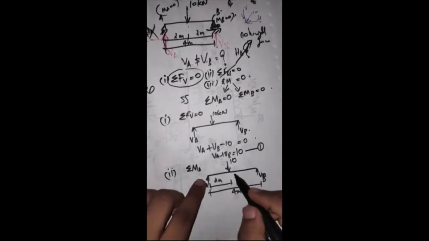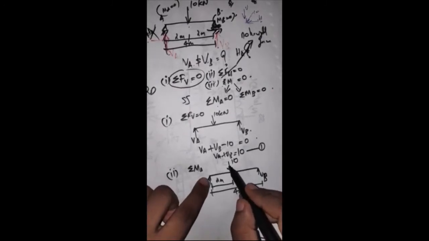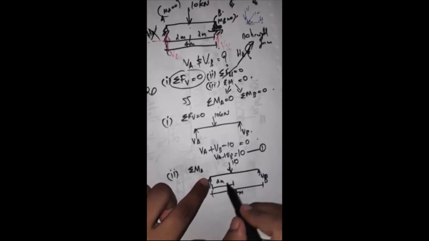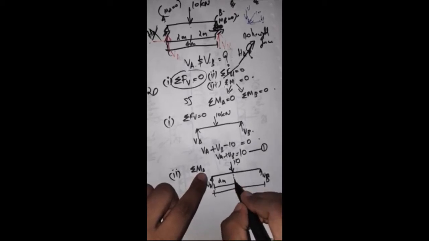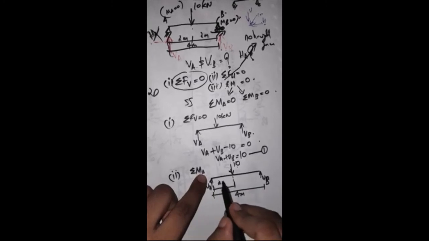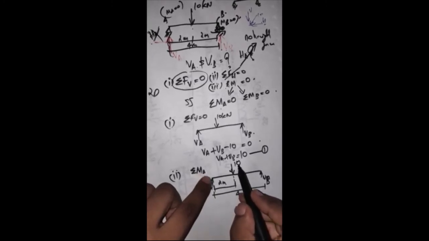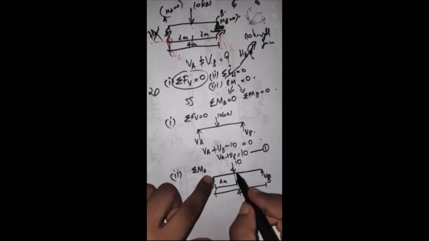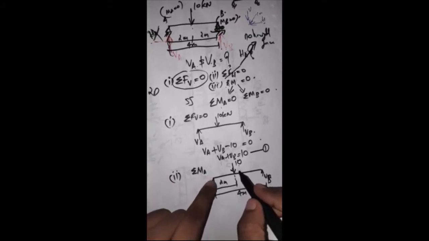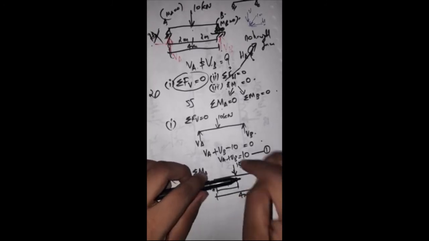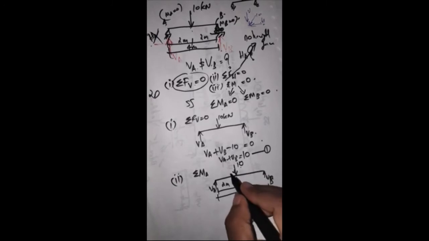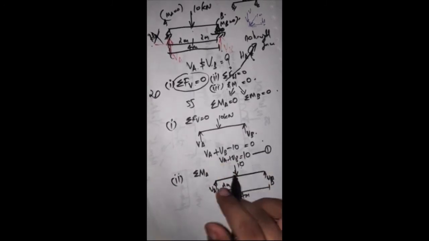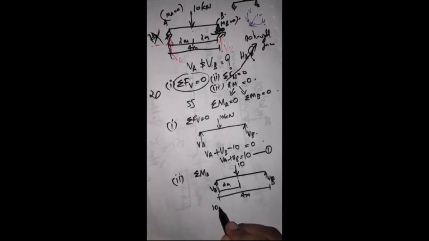Now look, 10 kilonewton is acting here, and moment means force into the perpendicular distance from the force to the line of action. This is the line of action, so this is the perpendicular distance. So moment due to this force will be 10 into 2. And how will it act? If I am holding a pen here and 10 kilonewton is acting, it will be rotating like this. So this direction means it will be clockwise. So the moment at that point will be 10 into 2.